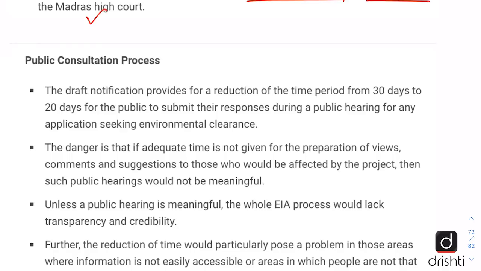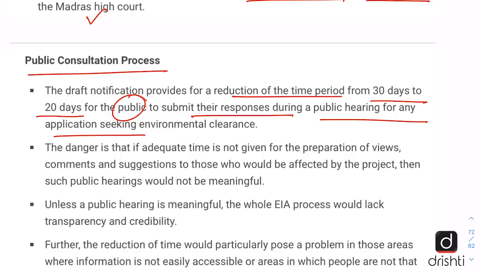The second problem with this draft EIA notification 2020 involves the public consultation process. In the draft notification, the time period has been reduced from 30 days to 20 days for the public to submit their responses during a public hearing for any application seeking environmental clearance. So the time given to the public for raising their grievance has been reduced, and this goes against the very basic principle of having EIA, that is, to give the public a chance to air its grievance.